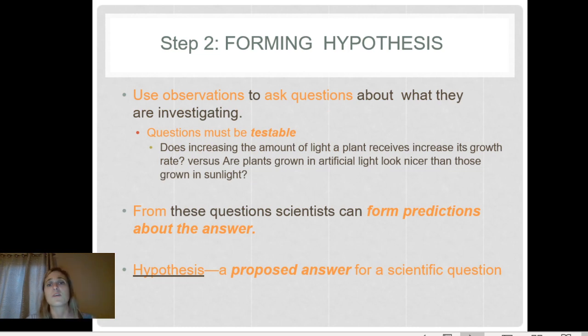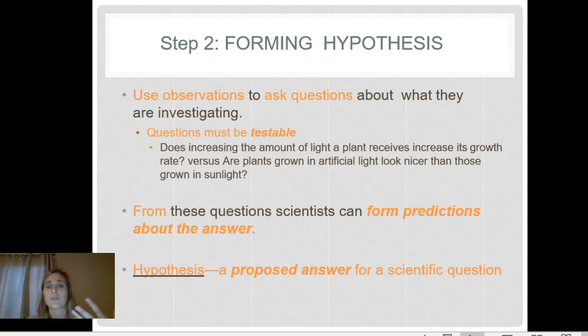Step 2 is going to be forming your hypothesis. So when we use observations to ask questions about what we are investigating, or when scientists do that, they have to ask questions that are testable. So it can't just be some random, okay? It has to be a question that you could then take and test.